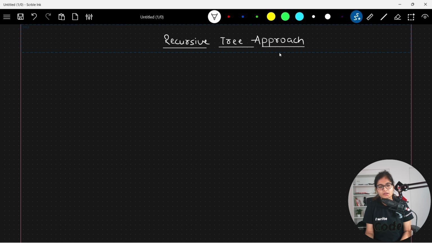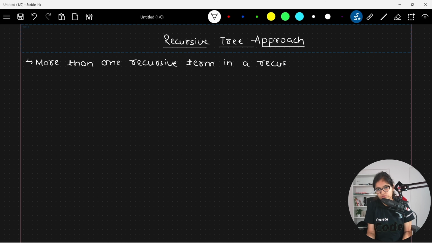Now in this approach, whenever we are talking about a recursive tree approach, it is beneficial only when you have more than one recursive term in a recurrence relation.